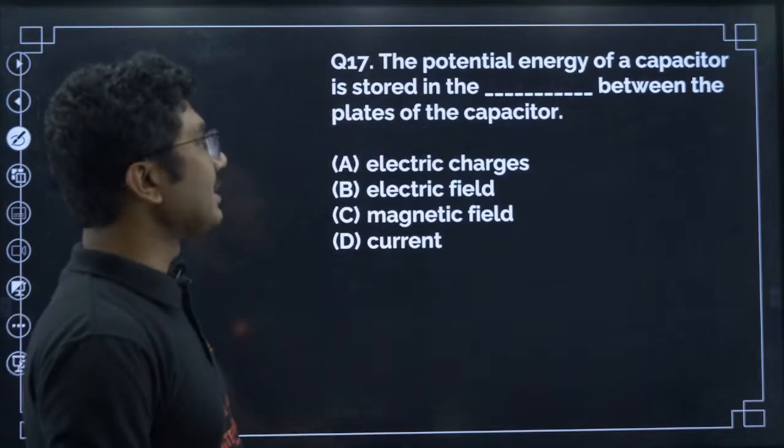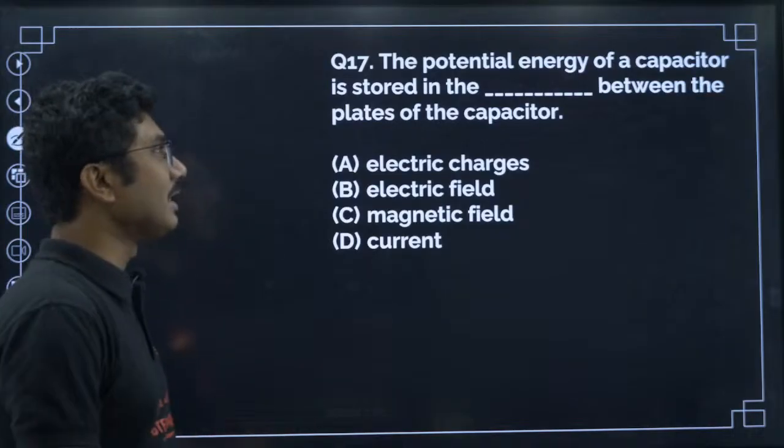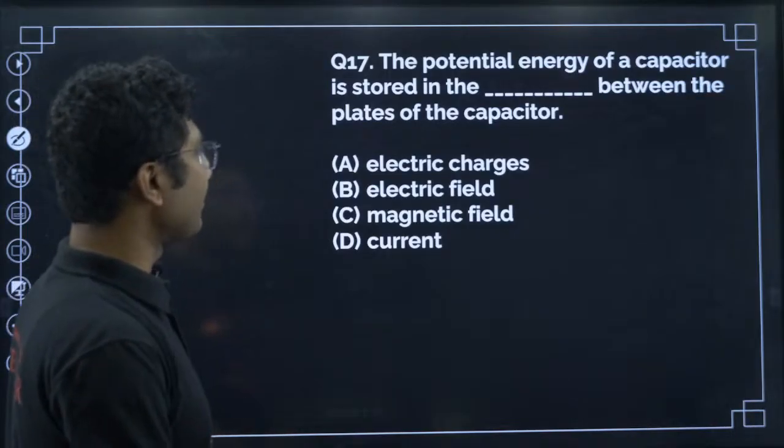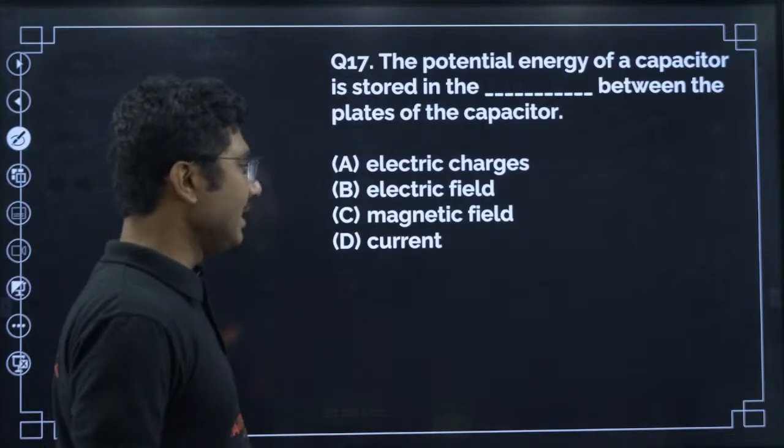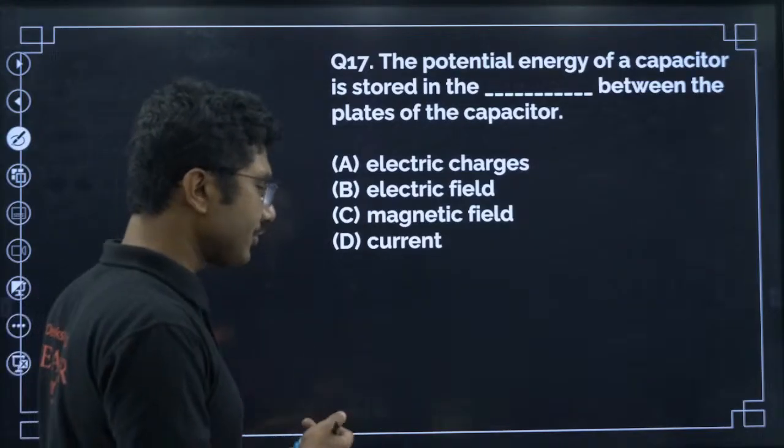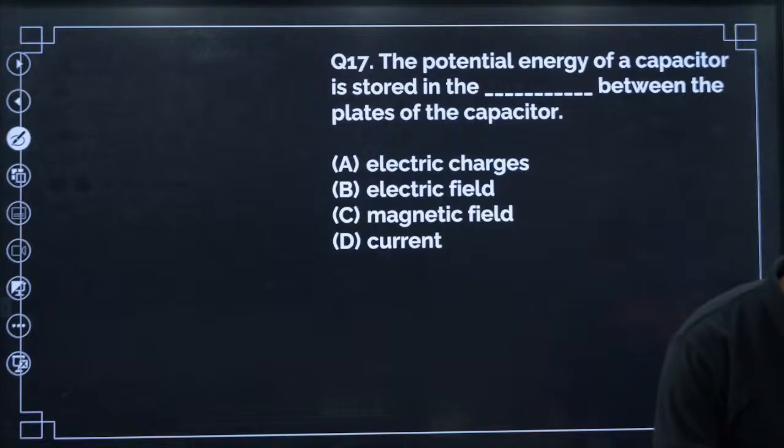So potential energy of a capacitor is stored in the dash between the plates of the capacitor. Electric charges, electric field, magnetic field, current. Easy, obvious question if you study a little bit.